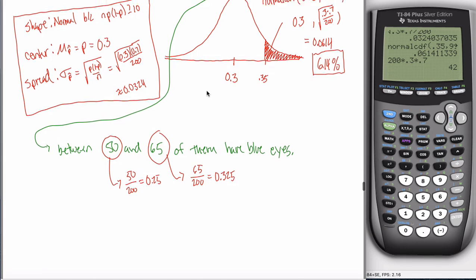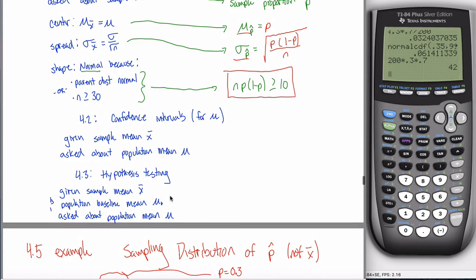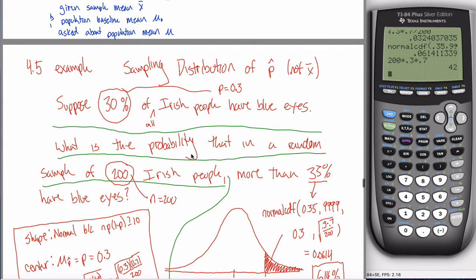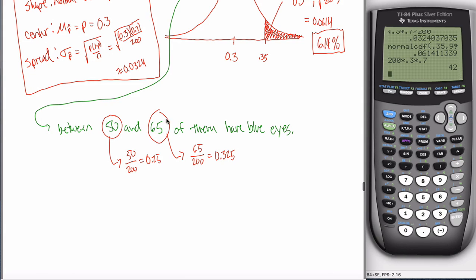The point is just one of the many challenges of 4.5, and this is not just in the normal CDF stuff, this will also happen with confidence intervals and hypothesis testing. Sometimes in the problem, they tell you the percentage that you're interested in. Sometimes in the problem, they give you the numbers, and you have to convert those into percentages. So my shape, center, spread would be the exact same in this problem. Maybe this should be green or something.